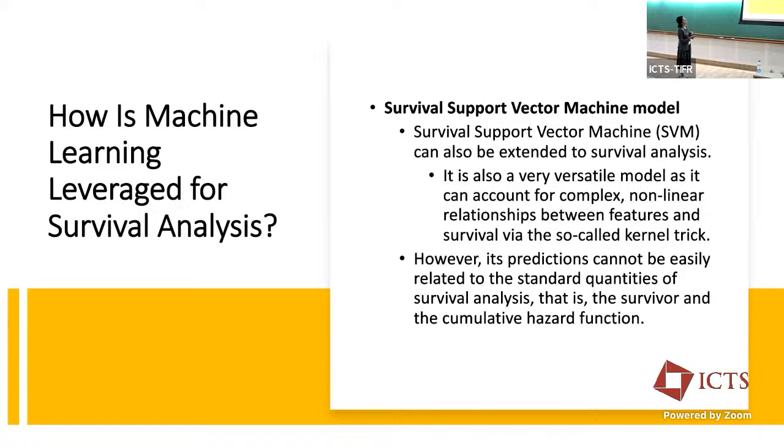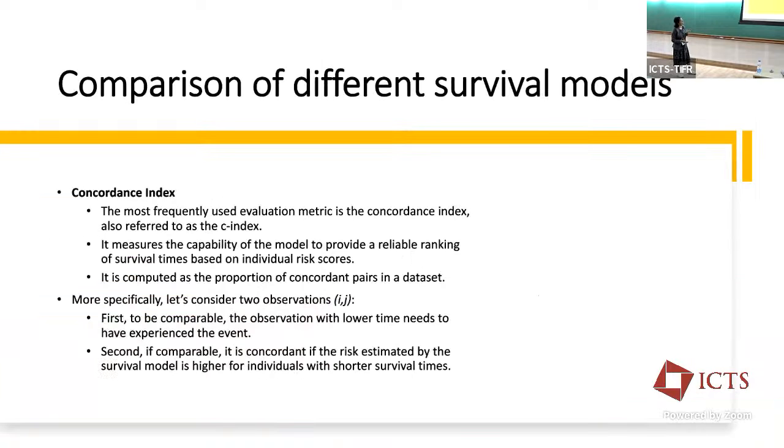Then we have the survival support vector machine model. This one is again similar to the support vector machine that we normally have for regression or classification, and can be extended to survival analysis. It is also a very versatile model as it can account for complex nonlinear relationships between features and survival via so-called kernel tricks. However, its predictions cannot be easily related to standard quantities, that is the survivor and the cumulative hazard function. Now, how do we compare these four different models that we've looked at?